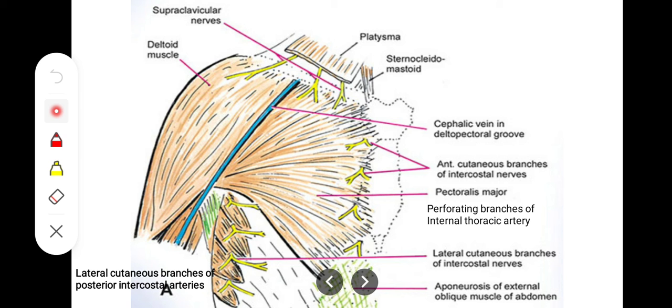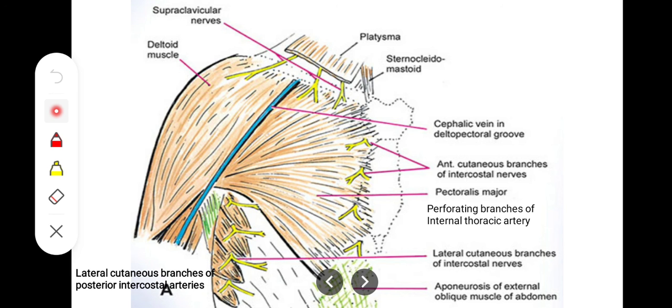The second one is the cutaneous vessels, the cutaneous arteries, which are the branches of the internal thoracic artery and the posterior intercostal arteries. Where the internal thoracic artery and posterior intercostal arteries come from, we will study ahead when we see the blood supply of the upper limb and pectoral region. Right now we just need to know that there are cutaneous vessels which are the perforating branches of the internal thoracic artery and lateral cutaneous branches of the posterior intercostal arteries. We have to memorize these as they are, because there is no other way.